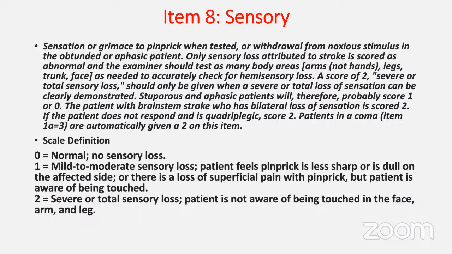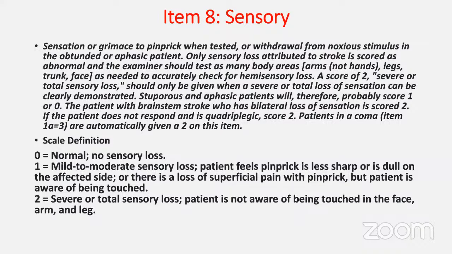Sensation or grimace to pinprick when tested, or withdrawal from noxious stimulus in the obtunded or aphasic patient. Only sensory loss attributed to stroke is scored as abnormal, and the examiner should test as many body areas as needed, like leg, face, trunk, arms, but not hands, to accurately check for hemisensory loss.